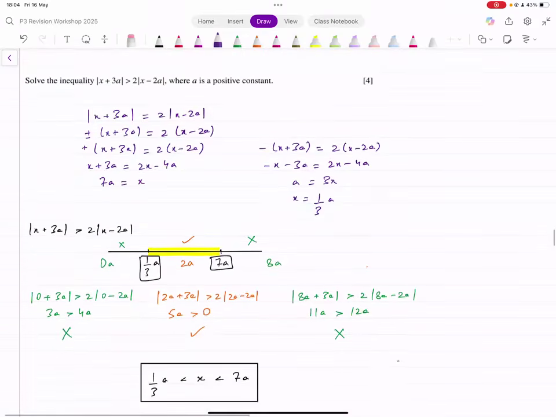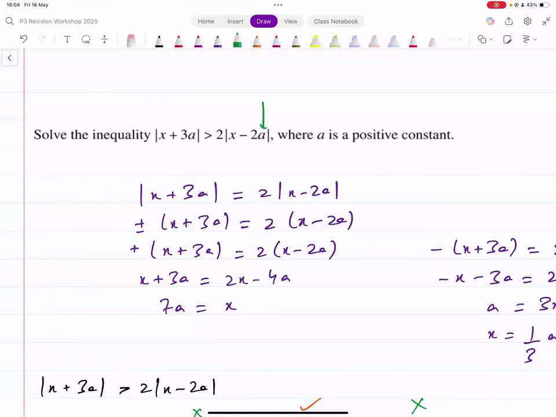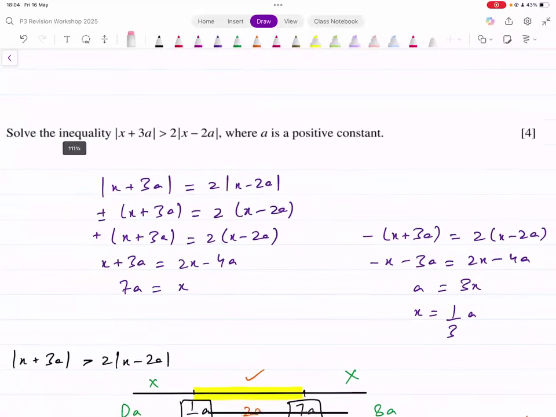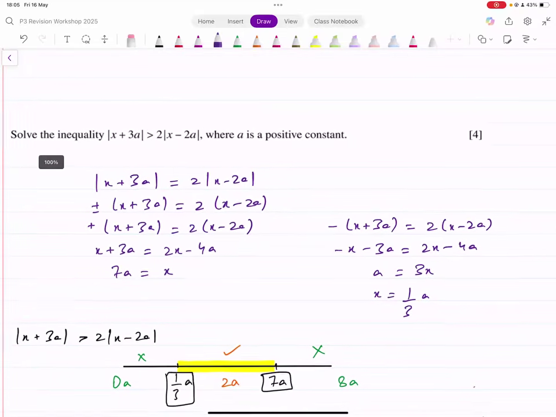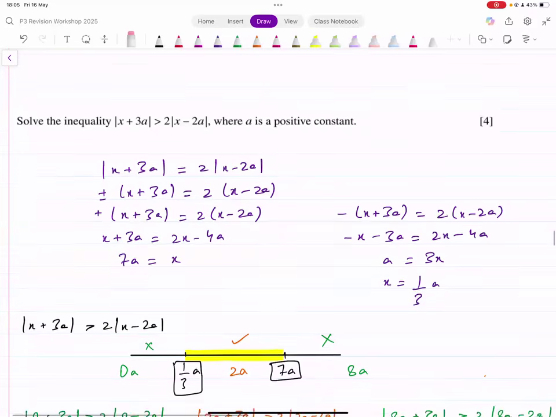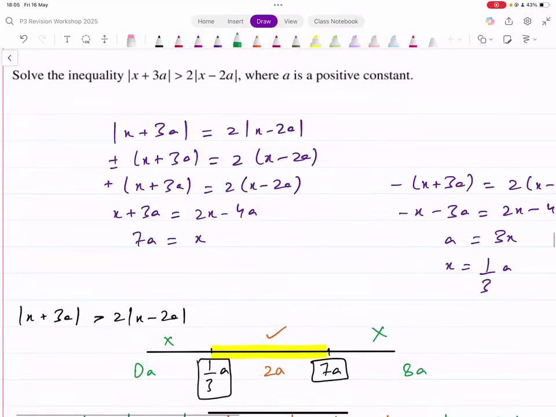Sometimes you end up getting inequalities like this in which you have some constant written like this, a, for instance. How do you deal with these problems? The same way, you treat them as an equation. Find the values of x in terms of a this time. So in this case, you get x equals 7a, x equals 1 over 3a when you solve this as an equation, first of all. Then you mark those points on the number line. One of those points is 1 over 3a, the other is 7a. And that again divides your number line into 3 different regions.